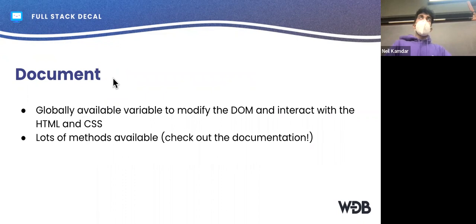So the thing that really helps us do this is the document. The document is a globally available variable, and essentially it's like an API. It has a lot of different functions you can call, and different properties that allow you to modify the DOM and interact with both the HTML and CSS. There are a lot of methods available. We're going to go into some of them, not all of them, because there really are a lot. So I encourage you all to check out the documentation, especially when you're doing your assignments or even your projects. It's really useful.